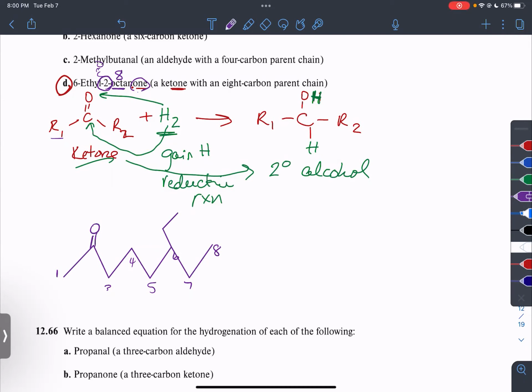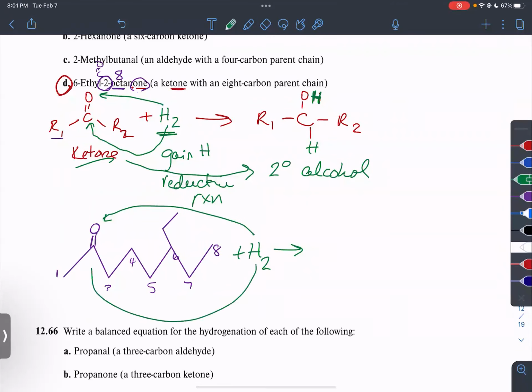that that's my structure. Now all I have to do is add hydrogen in the presence of a catalyst, which we don't have to worry about for this. What's going to happen? Well, we know one of the hydrogens goes to the oxygen of the carbon-oxygen double bond. One of the hydrogens goes to the carbon of the double bond. So I'm just going to take this. I'm going to cheat. And I'm going to copy it. Copy, paste.